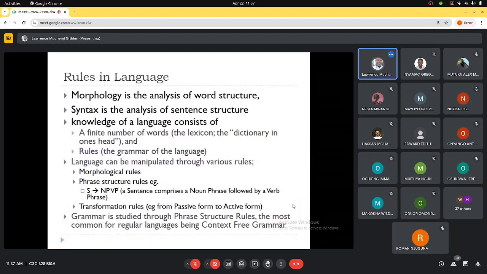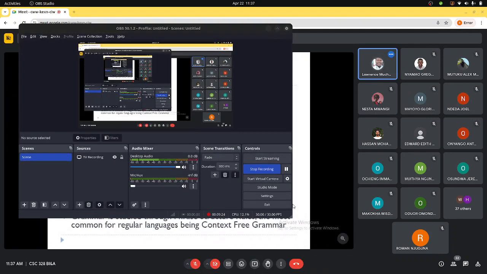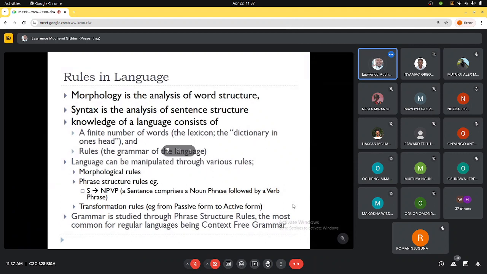Now, I have just a few slides here, but they're just describing what I've just described in very many words. That morphology is analysis of the word structure. Syntax is analysis of sentence structure. And that knowledge of language shall consist, number one, a finite number of words, which we normally call the lexicon. And this is what you can find in the dictionary. And then number two, some grammar. So it could be grammar working at the word level, or grammar working at the sentence level.